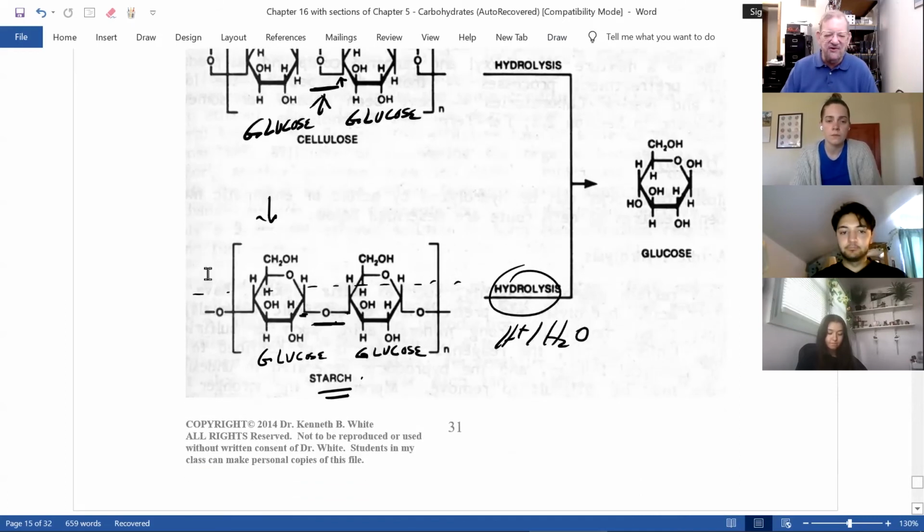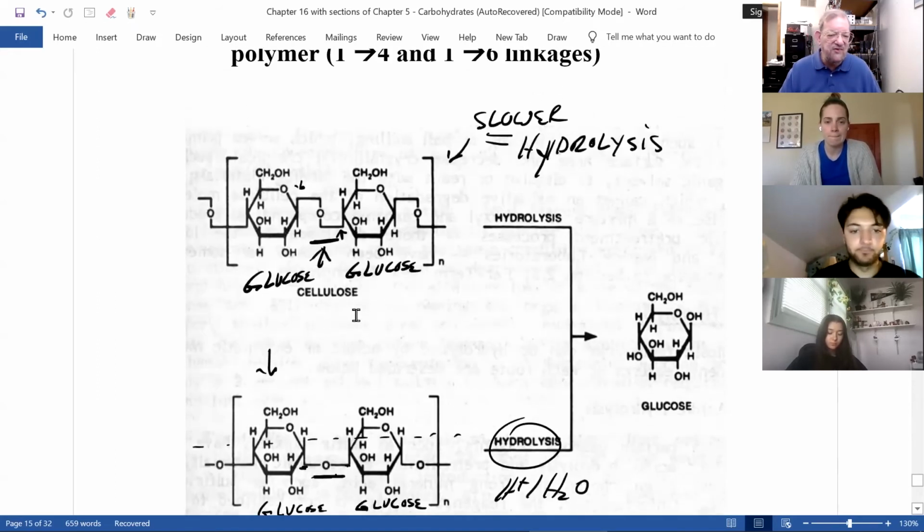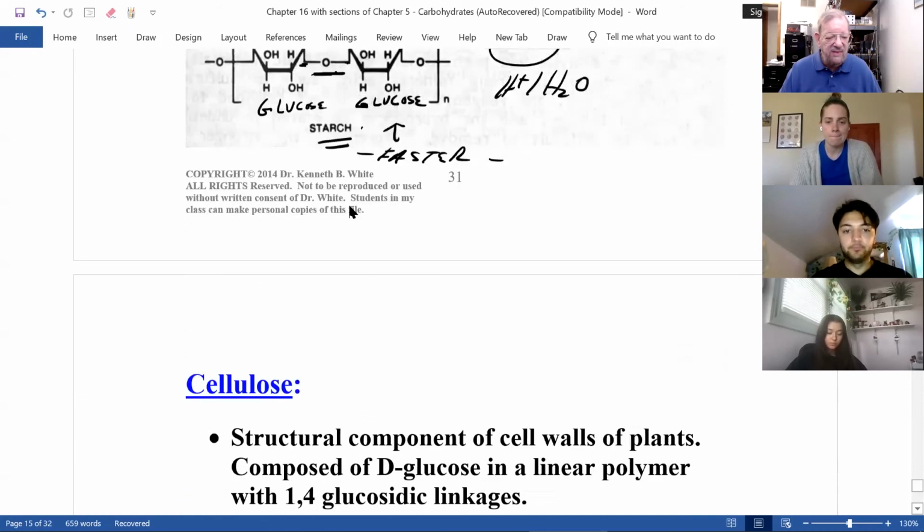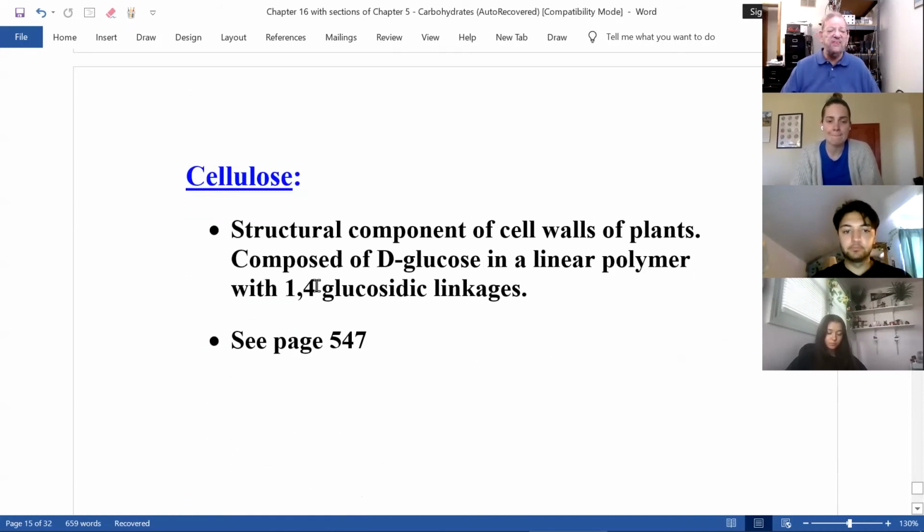And you don't keep this in your stomach long enough. This is faster, and therefore we can break it down. And that's the difference. Now, cellulose is D-glucose in a linear polymer, 1,4 linkage like we saw before, but that one oxygen linkage between the two glucose molecules, I think one is called an alpha linkage and the other beta, and I always forget which is which.